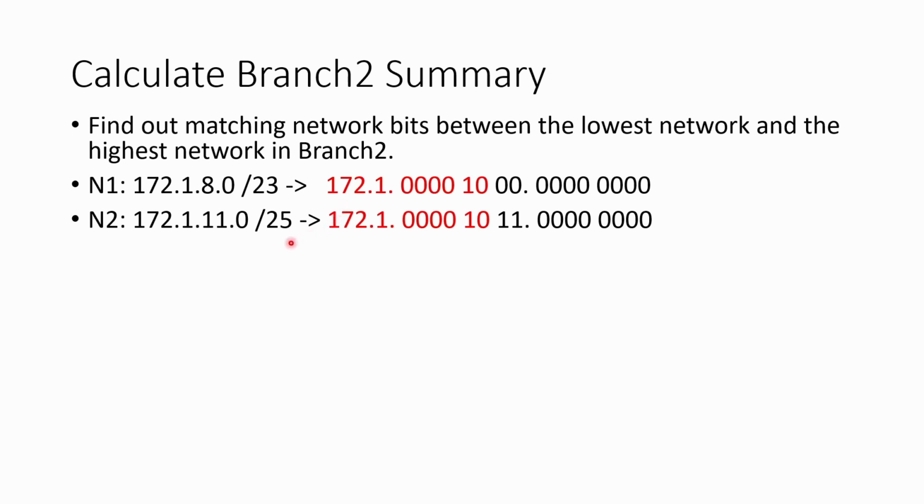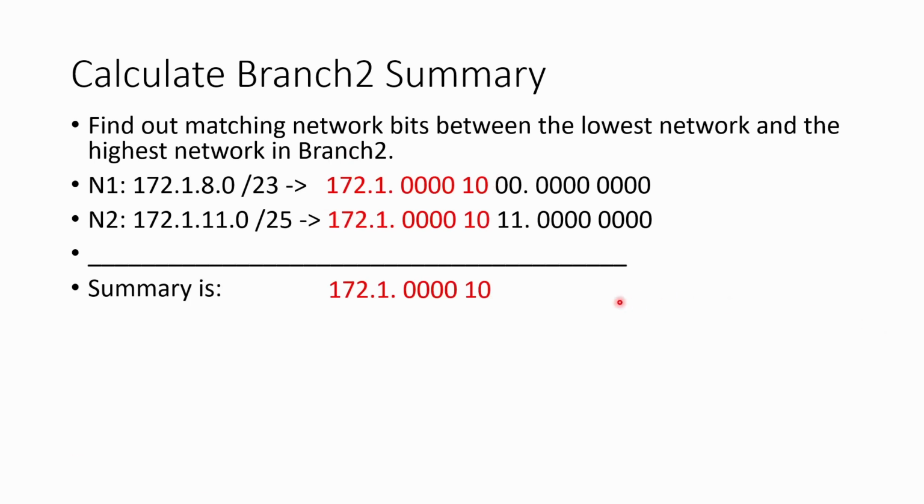In order to figure out the matching bits in the 3rd octet, we need to write the 3rd octet into binary. So 8, 11. Then we compare bit by bit from leftmost towards the right. The first 6 bits are matching. The 7th bit is different. That creates the network boundary. The left side highlighted in red is the summary network ID. Then we copy the matching bits down to the results, reset the rest of the bits on the right. That is the summary network address.